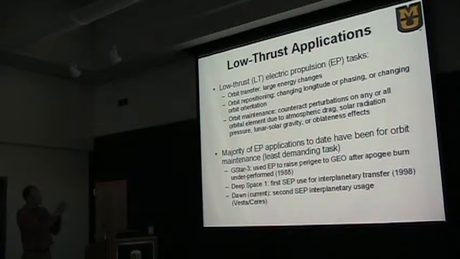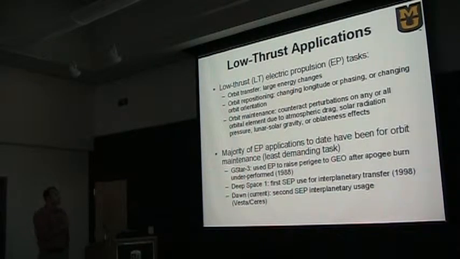To put it into perspective, some applications of these devices: the concepts have been around since the 1960s, but it's only been recently that these engines have made their way onto actual spacecraft. They can be used for large energy changes, for changing the orbit. That hasn't been done so much. They can also be used for orbit repositioning, changing the phase of the satellite in a low Earth orbit or in a geostationary orbit. They're currently being used for that.